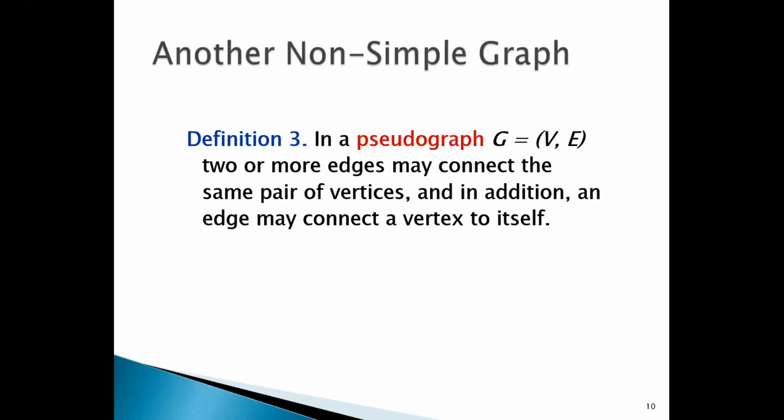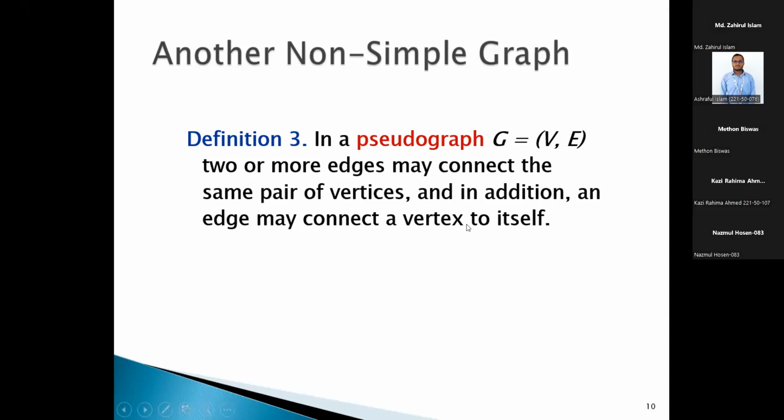Another type of non-simple graph is known as the pseudograph. It is also a kind of non-simple graph, which also consists of nodes and edges, but in addition, an edge may connect a vertex to itself. এই কথাটার মানে কি? Who can understand? In addition an edge may connect a vertex to itself. What does it mean?